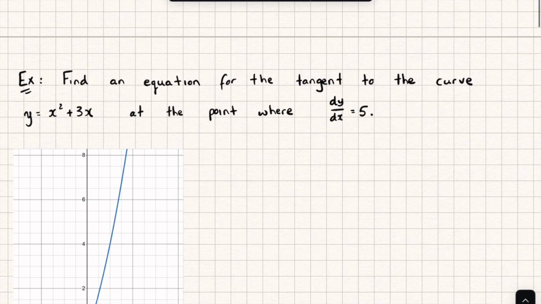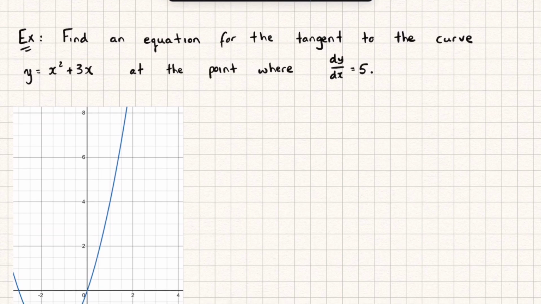So here we're asked to find an equation for the tangent to the curve y equals x squared plus 3x at the point where the gradient is 5. Okay, so how could we do this? Well, we want to look for the point on the curve where the gradient is 5. And to do that, we can find the derivative. So let's find that, that's dy by dx. And in this case, it's going to be 2x plus 3.